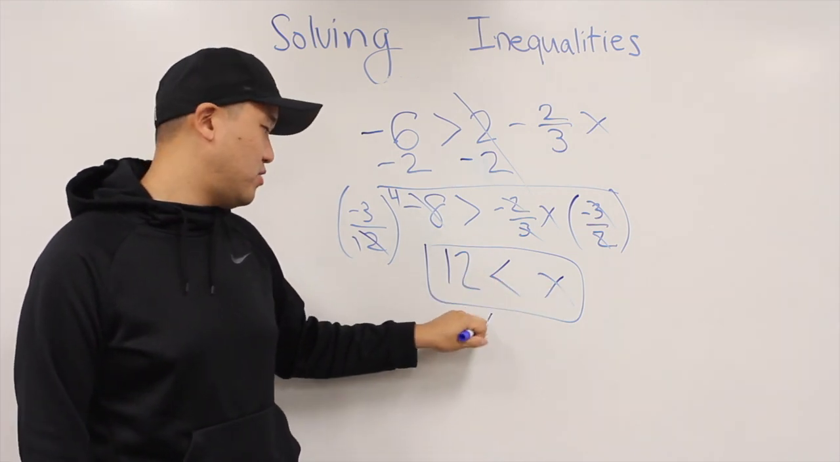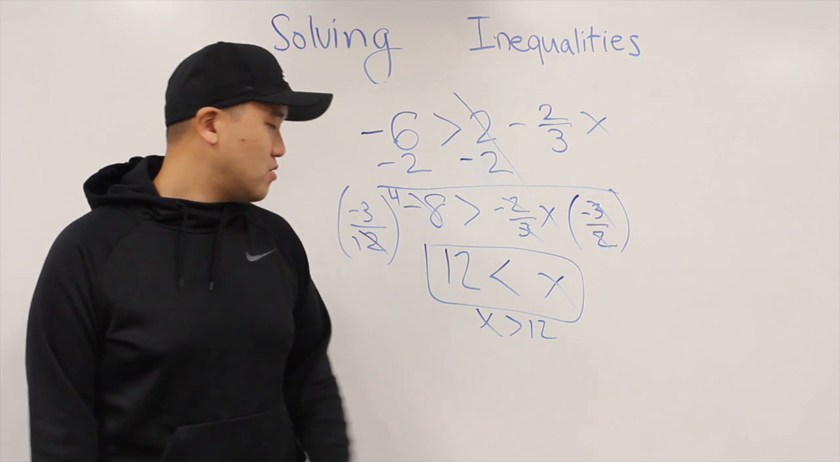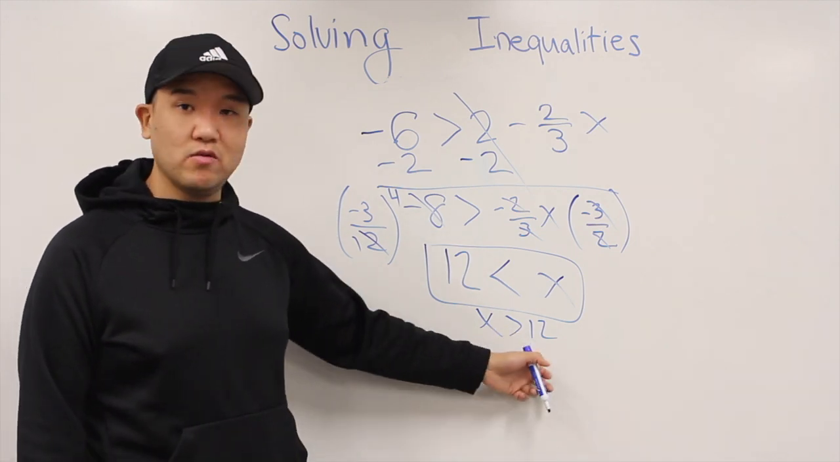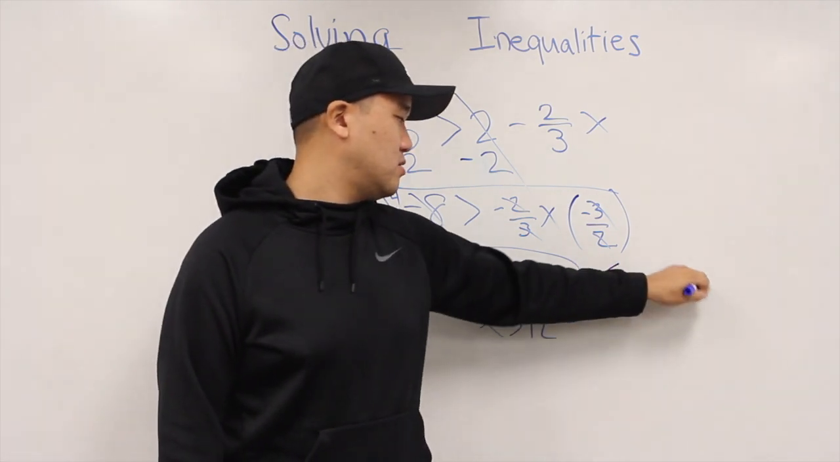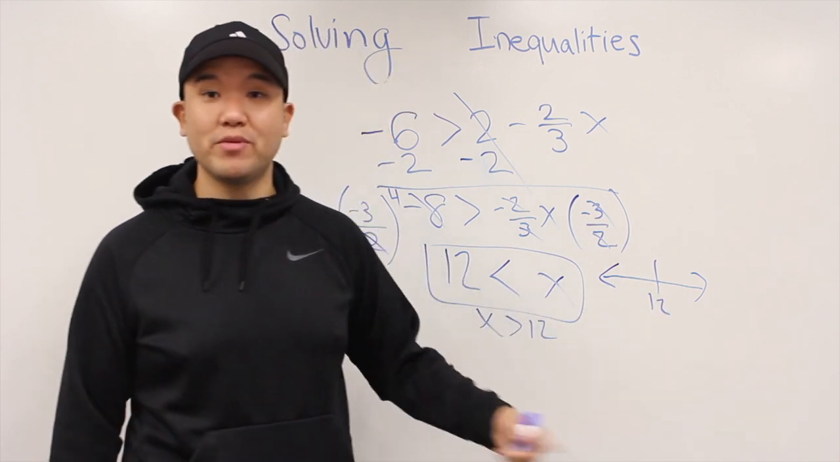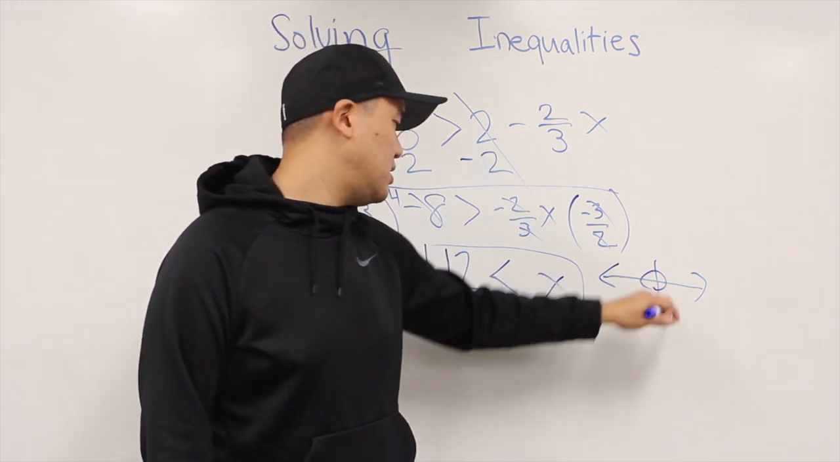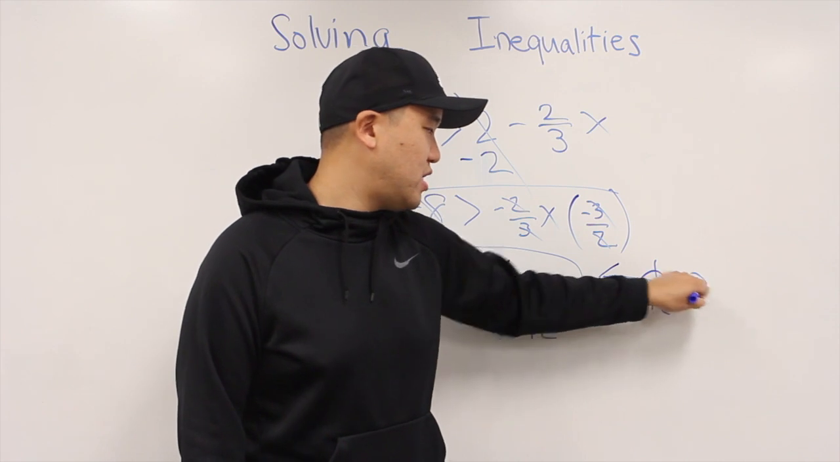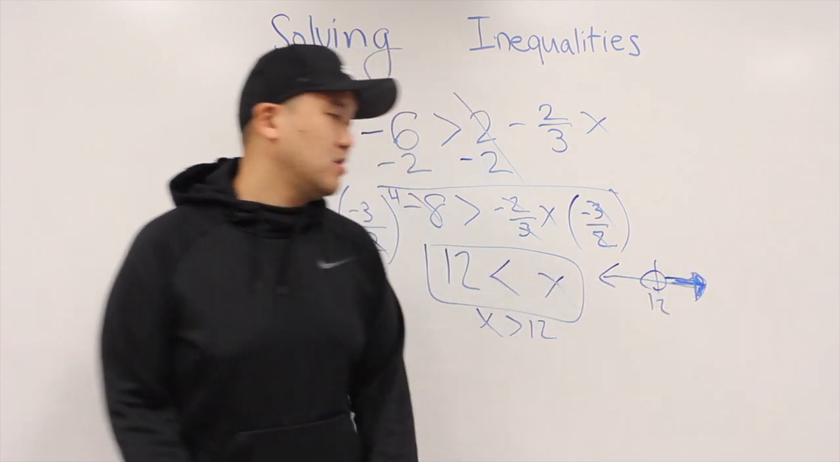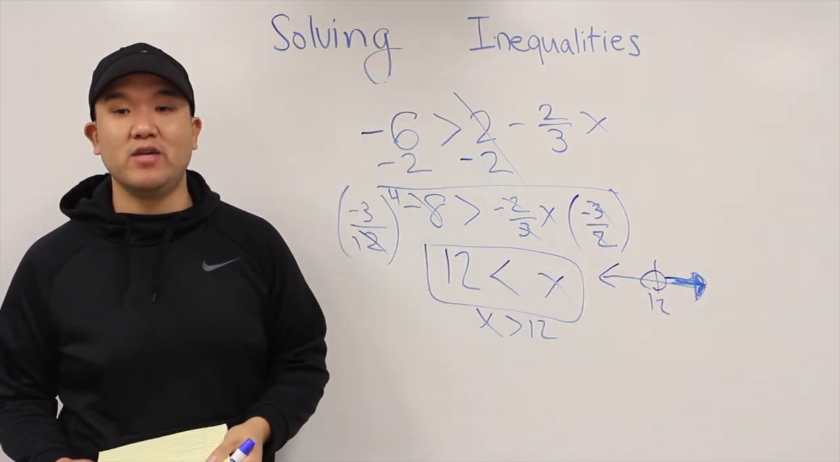You can technically rewrite it if you want. Write it like that. X is greater than 12. Number line. 12. Open dot, closed dot. Open, good. Greater than, which we're shading to the right. That's my answer. Anything greater than 12 is my solution.